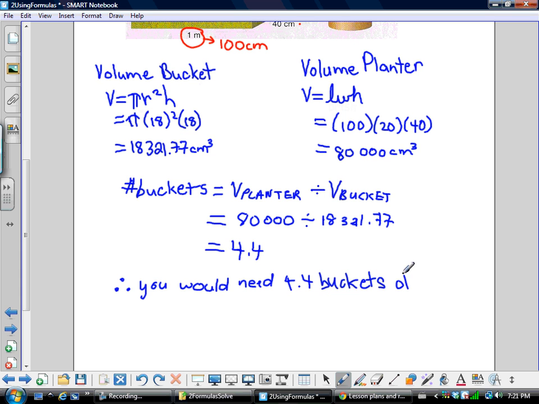Okay, so there's two different types of questions. One where they give you a formula and you're just pulling out the information, and a question like this where you have to determine what kinds of formulas you need, do some converting, and come up with your answer. Good luck with your questions.